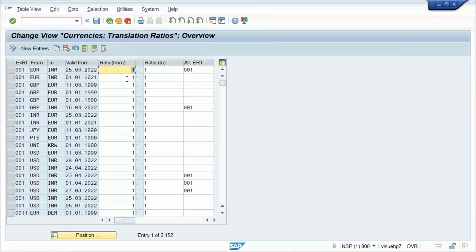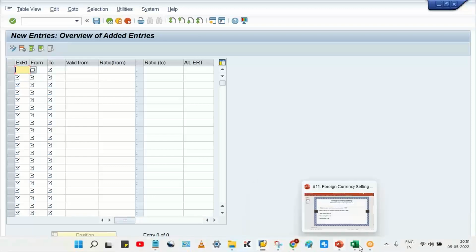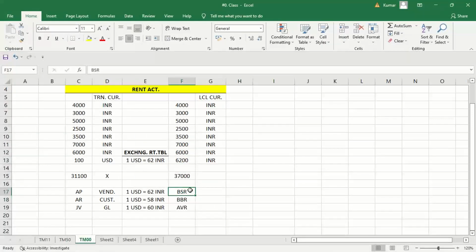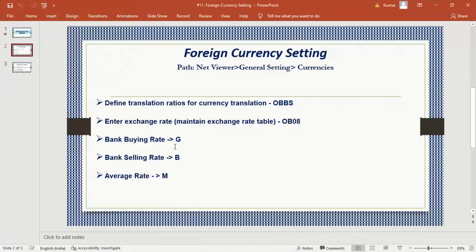Okay, so here what we have to do, just click on inventory. So what is this, guys? Exchange rate type. How will SAP come to know whether we are going to maintain bank buying rate or selling rate or average rate? So this is bank buying rate. Look here: bank buying rate Z, selling rate B, average rate M.